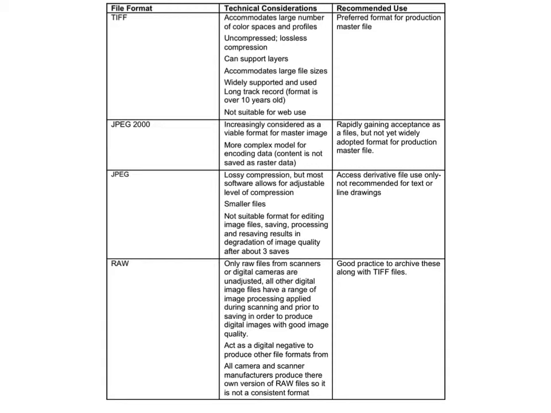Other file formats seen in this table are JPEG, which is a compressed file format, and JPEG 2000. This is a file format that compresses images without loss of quality, but it is a reasonably new file format and for that reason should be used with caution.